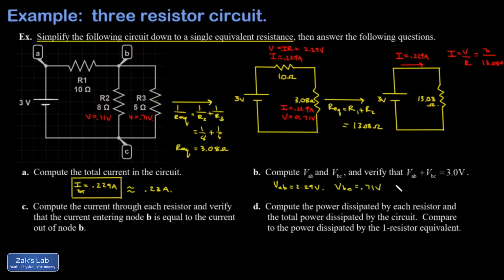And if I look at the sum of these 2 voltage drops, it should be equal to the terminal voltage of the battery, because going from A to C gets me all the way from the high side of the battery to the low side, and indeed, this comes out to 3.0 volts.